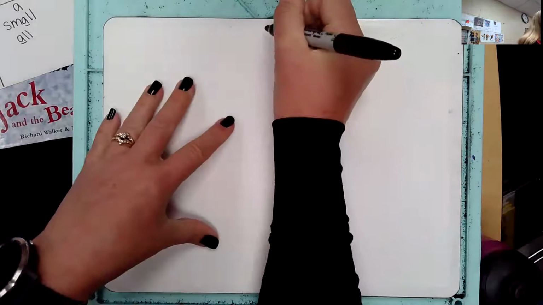All right, so we worked on some new sounds and new words today. I want you to get out a piece of paper. I have a piece of blank paper, but you don't need blank paper. If you have a piece of lined paper, that will work as well. So here we go. Make your paper look like mine.